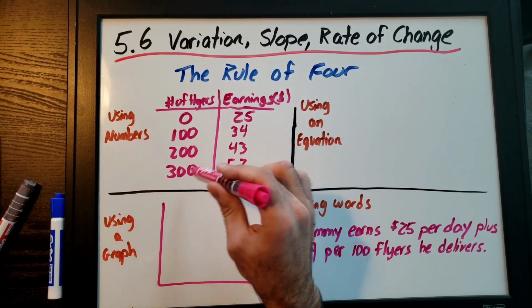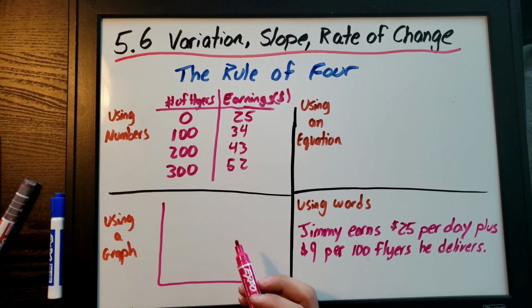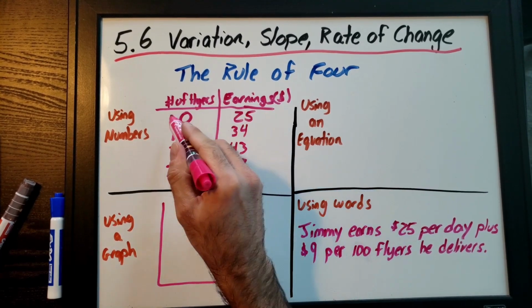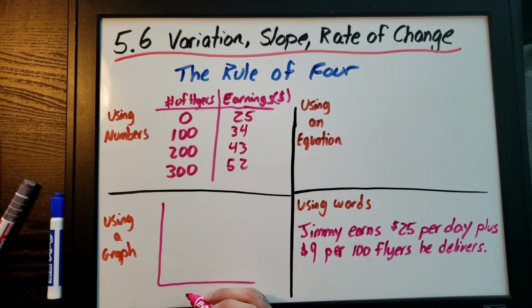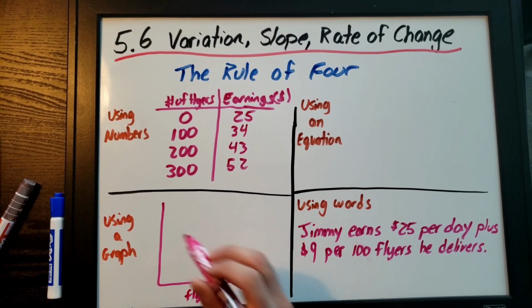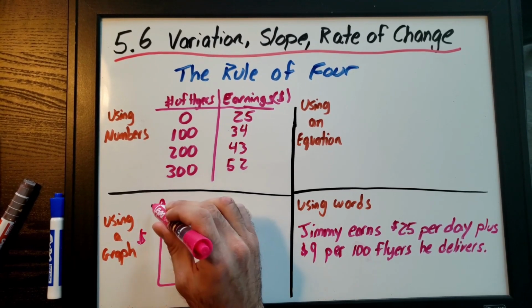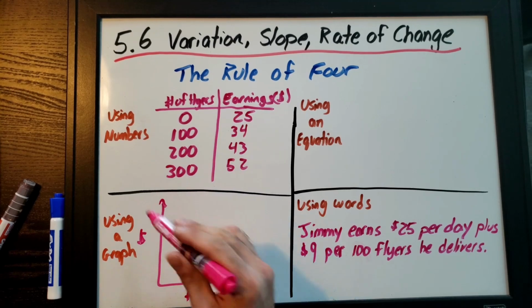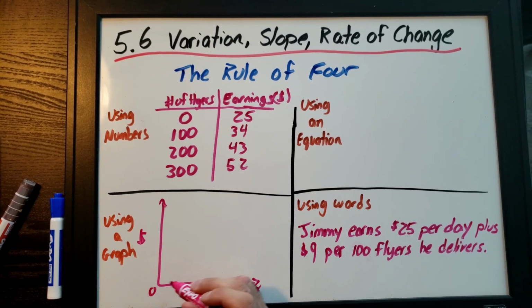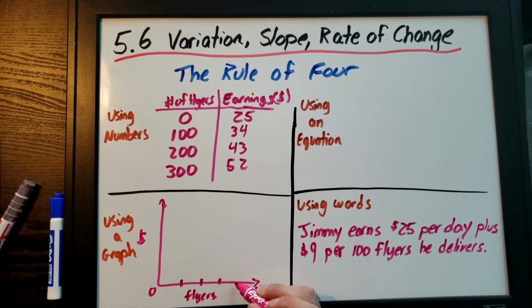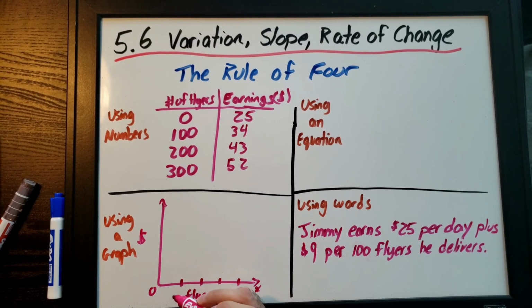This always goes on my X. It is the independent variable. My earnings depend on how many flyers I deliver. So flyers goes at the bottom, because this is my X. And this is my earnings on this side. I want to make sure I account for all these numbers. So if this is 0, that's 100, 200, 300, 400. I could go over, just don't go under.